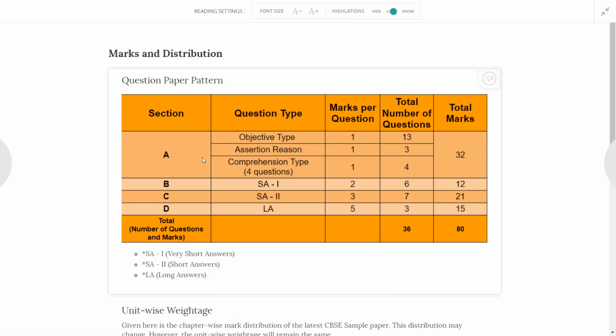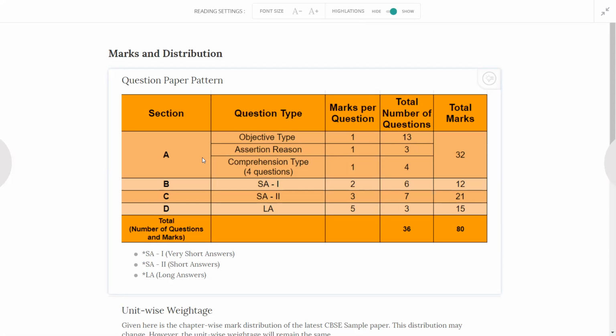This assertion reason type of question has already appeared in last year's paper, so you might be familiar with this type of question. In this assertion and reason, there are 2 statements given. One is the assertion and the other is the reason. You have to read these 2 statements, analyze them, and then you will be given 4 options, and you have to choose the correct option for this assertion and reason.